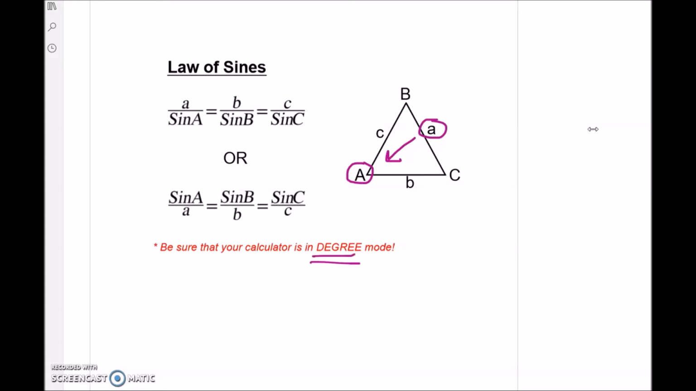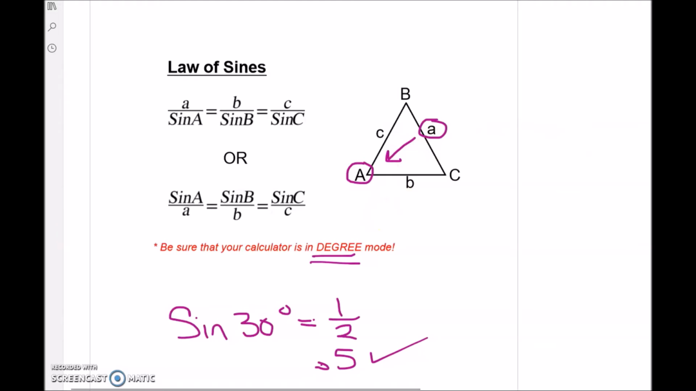Also, you always need to make sure that your calculator is in degree mode. A good way to check that on your graphing calculator is to hit mode, scroll down 2 places, select degree, and hit enter, and degree should be highlighted. A good way to check it is to type in the sine of 30 degrees and hit enter. As you know from your unit circle, you should get 1/2 or 0.5. If that shows up, you're good. That's a good way to check it quickly.